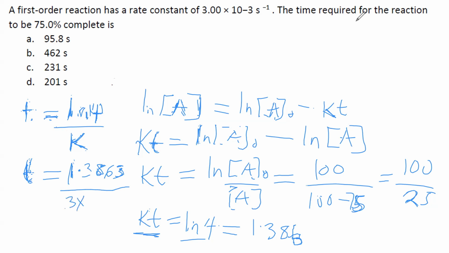So what is the value of our K? It is 3 times 10 raised to the power of minus 3. So if we now take this and divide by 3 times 10 raised to the power of minus 3, it is going to give us 462 seconds. Which means that the answer is option B.